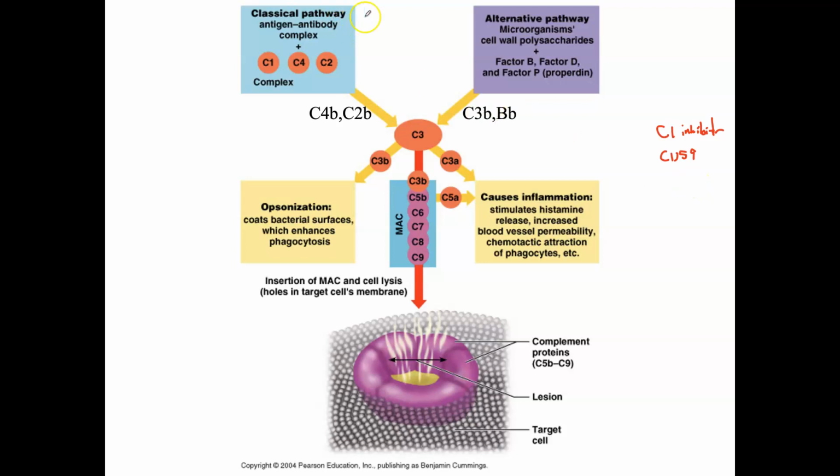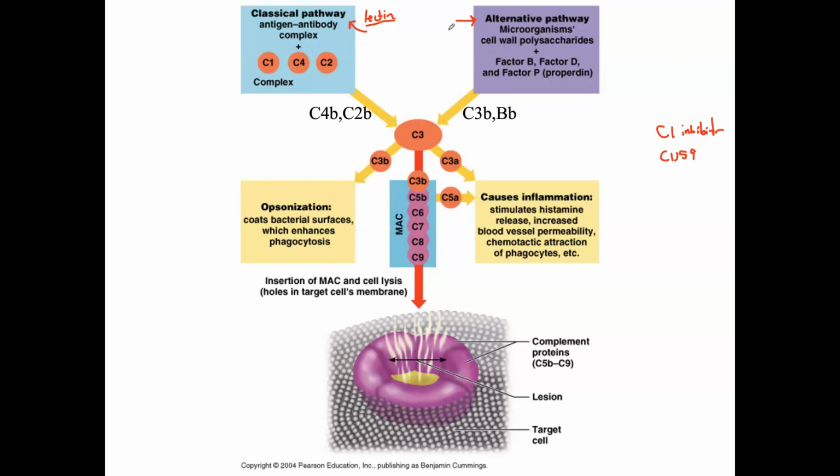The lectin pathway is actually very similar to the classical pathway. So I'm going to discuss the classical pathway and just understand that the lectin pathway is very similar. Then we'll take a look at the alternative pathway as an alternative mechanism for creating C3 convertase. So let's start with the classical pathway.